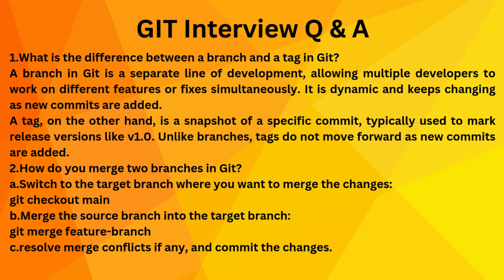How do you merge two branches in Git? To merge two branches, follow these steps. Switch to the target branch where you want to merge the changes: git checkout main. Merge the source branch into the target branch: git merge feature branch. Resolve merge conflicts if any, and commit the changes.